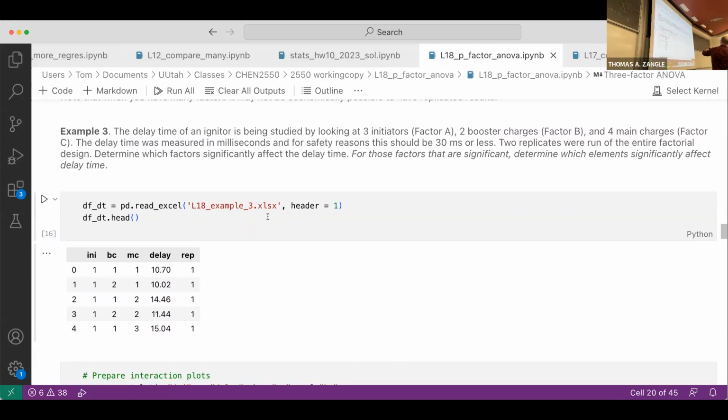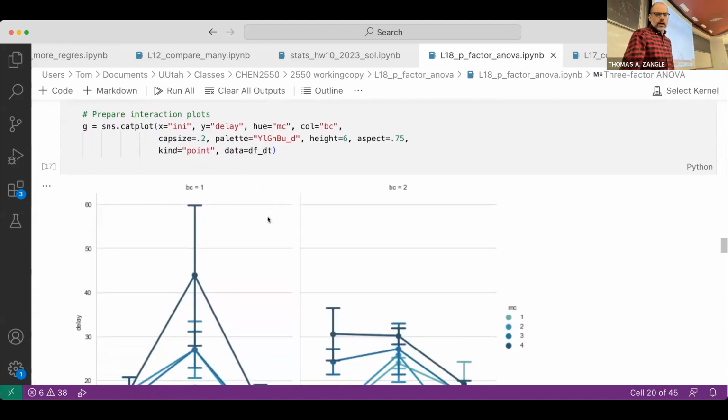So we have 2 replicates run of every possible combination of factors, and we're determining which factors significantly affect the delay time. And then for those factors that are significant, we're going to determine which elements significantly affect delay time. So we'll go a little bit beyond our initial ANOVA table analysis. So in this case, this is what our data looks like. This is the start of that data set. Read in again into a pandas data frame.